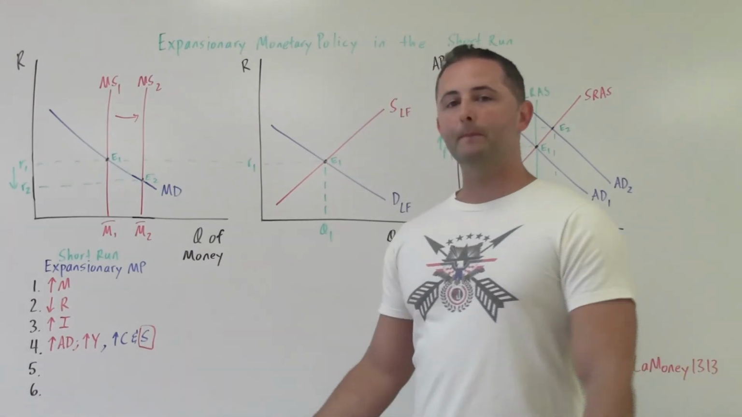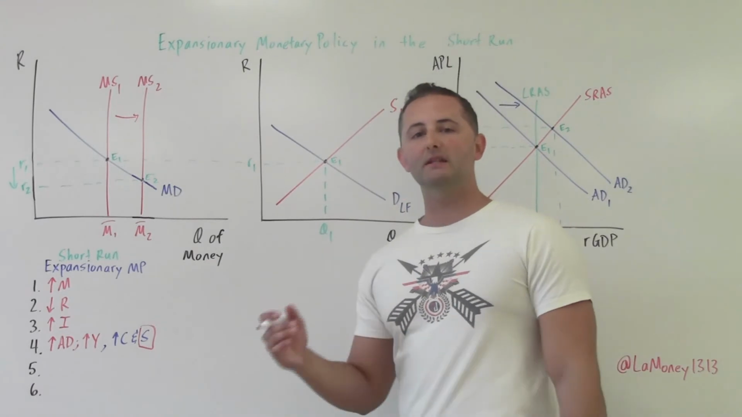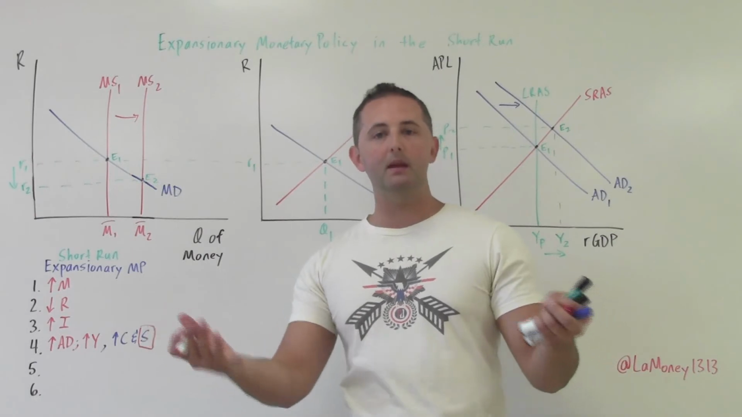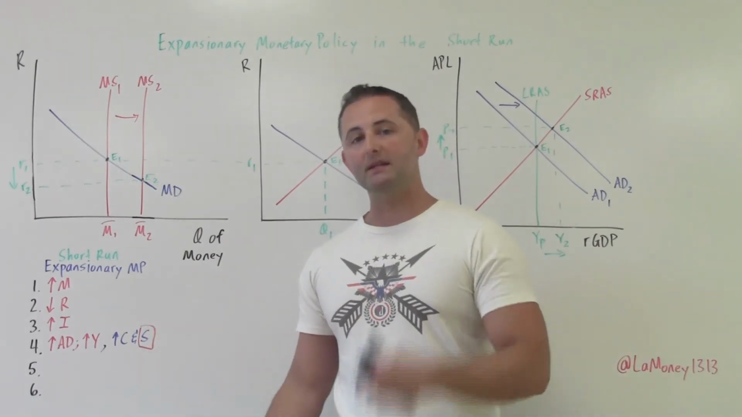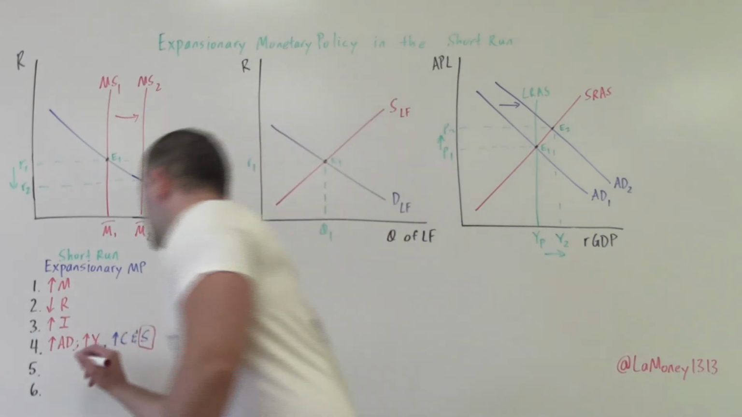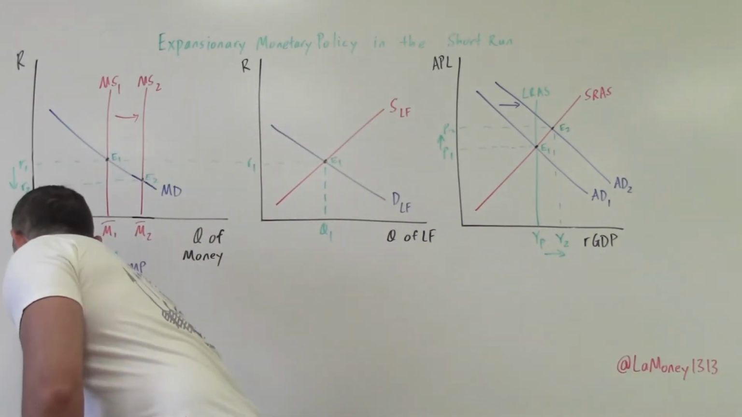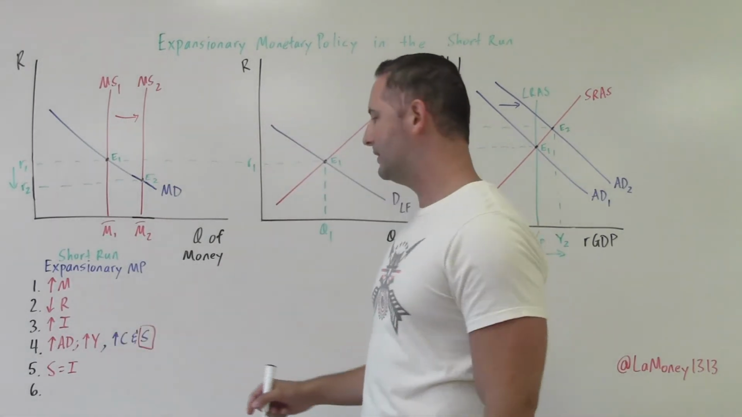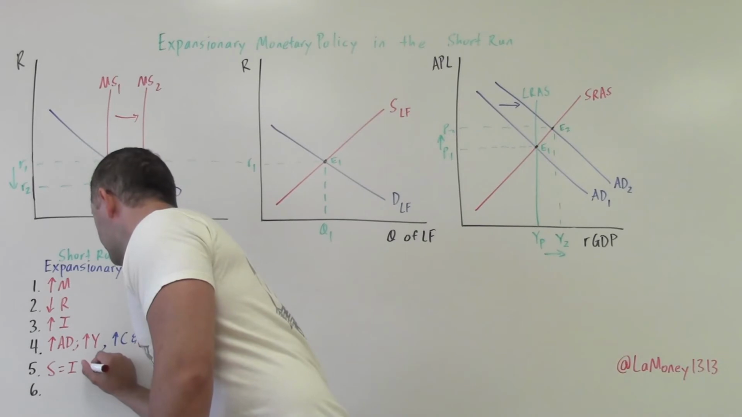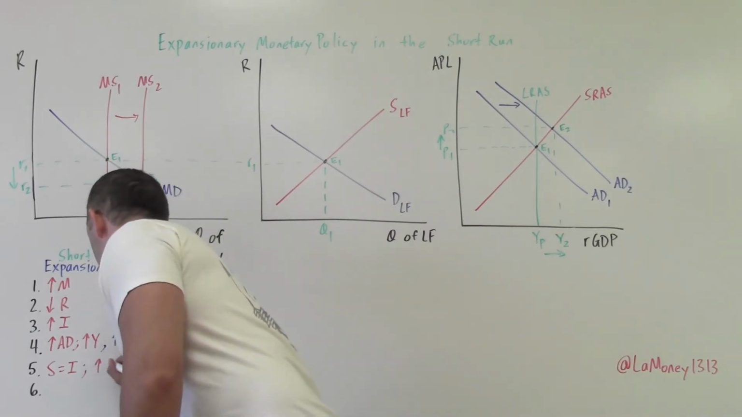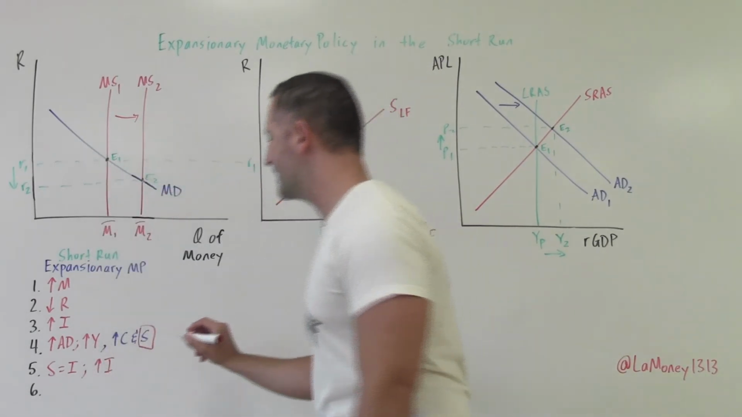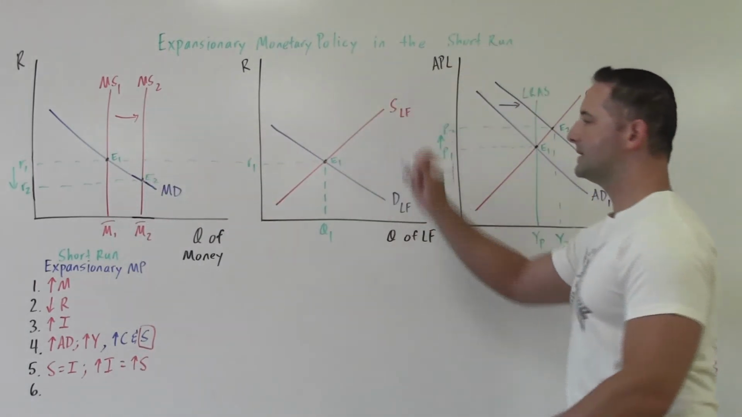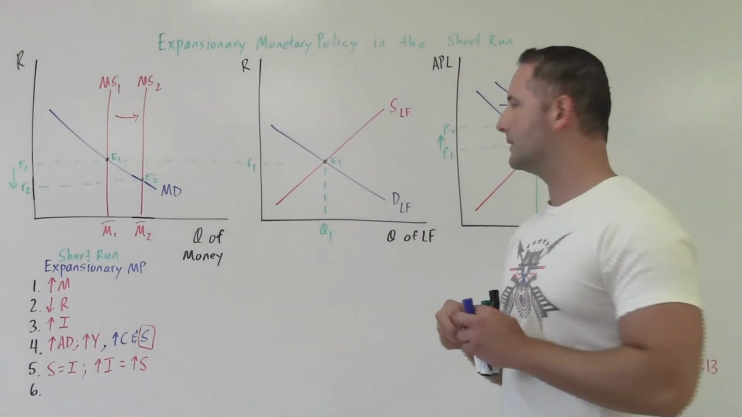Now, why does that matter? This goes back to our savings investment identity. Those two things are equal. Savings is equal to investment spending is equal to savings. Therefore, if S equals I, which it does, we go back to step 3, and what happened to investment spending? Well, investment spending went up. So when we have an increase in investment spending, it equals an increase in savings. And this is where our loanable funds model finally comes into play here.